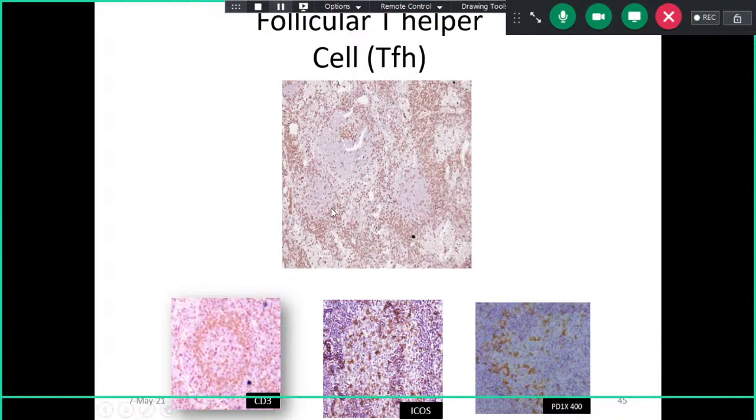So you can find a few T cells inside what we call a follicle. These are the T follicular helper cells, right? Normally, as I told you, this is a follicle, meaning a B cell follicle. You can see a few CD3 positive cells inside the follicle. They are called T follicular cells.